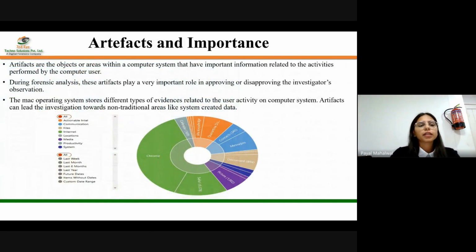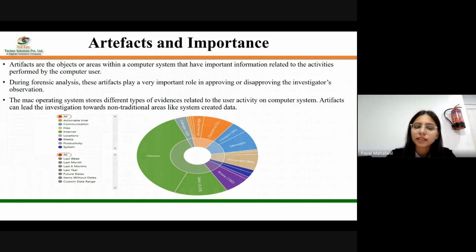What are artifacts? Artifacts are any kind of objects which can provide us valuable information about something. This is a basic definition of artifacts. When we talk about computer systems, these are objects, files, or areas within a computer system which give us valuable information or store potential information. During forensic analysis, these artifacts play a great role in proving or disproving the investigator's observation. The artifacts can make or break a case.